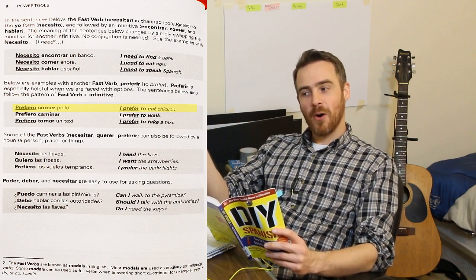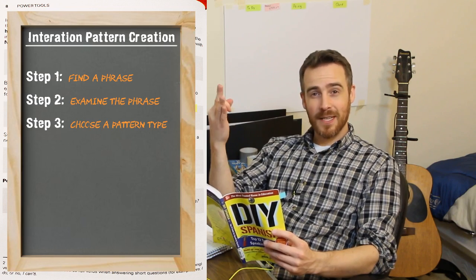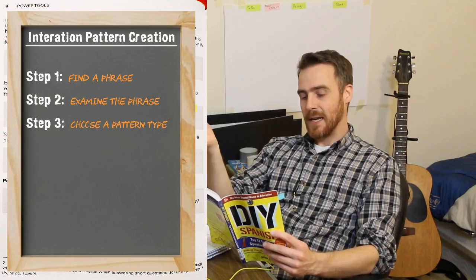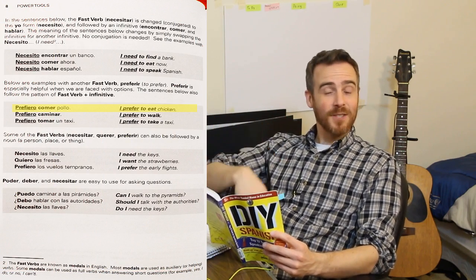So you see how that is all that's needed in step 2. You examine the phrase until you know what it sounds like, what it looks like, and what it means. If we ever forget what it means, we can just look right back here. Okay. So step 1, find a phrase. Step 2, examine the phrase. Step 3 is choose the pattern type, and you heard me say substitution pattern. Basically, what we're going to do is substitute chicken for different kinds of food.